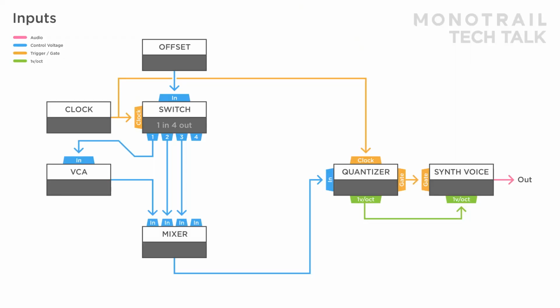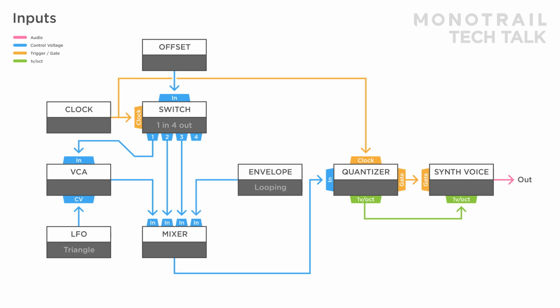You can expand and experiment with these setups any way you like. Here, an LFO is used to modulate the VCA, controlling the level of the first step. The fourth switch output is not used at all and replaced with a looping envelope. When mixed in subtly, this adds a bit of waving motion to the entire patch.